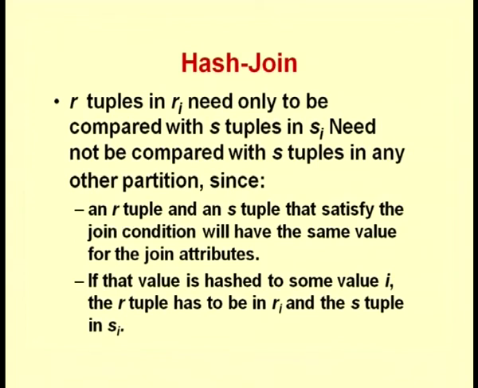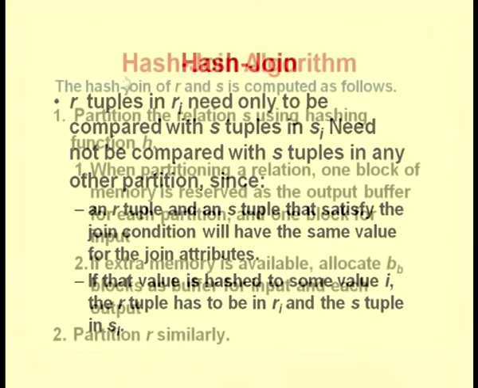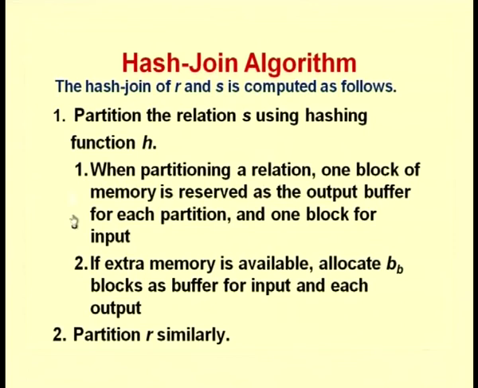If an R tuple and an S tuple satisfy the join condition, they will have the same value for the join attributes. If that value is hashed to some value i, the R tuple has to be in Ri and the S tuple has to be in Si. So, the hash join of R and S is computed as follows. You partition the relation using function h. When partitioning a relation, one block of memory is reserved as output buffer for each partition and one block for input. If extra memory is available, allocate b_b blocks as buffer for input and each output.